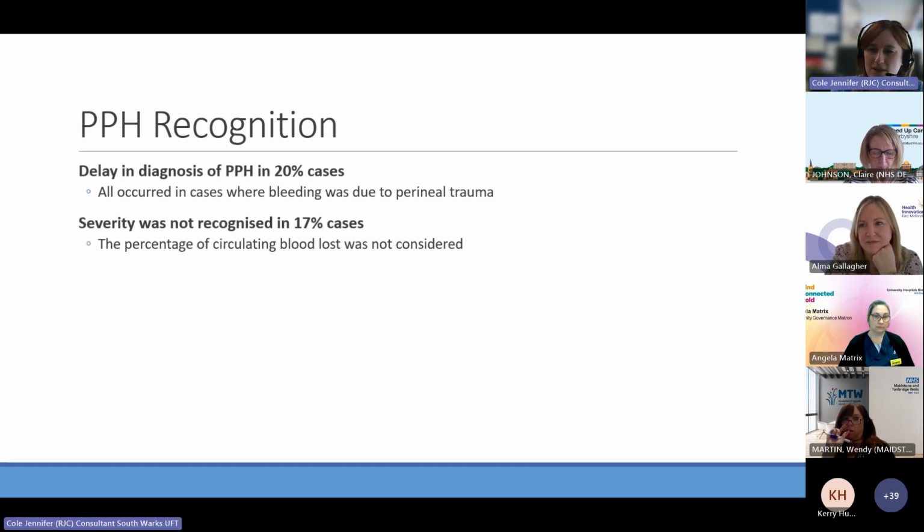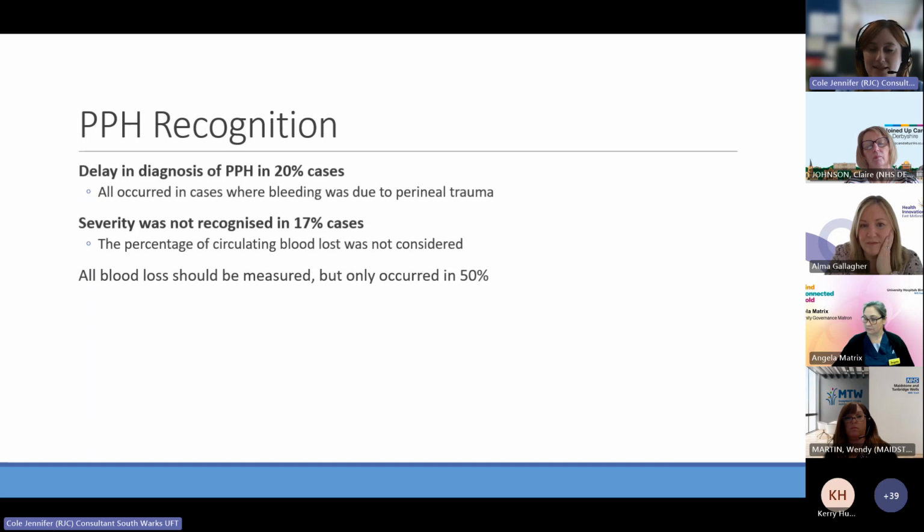In 17% of cases, actually, we didn't quite appreciate how severe the blood loss was, because we hadn't looked at that in relation to the percentage of that woman's circulating blood volume lost. For example, we had some very slim petite ladies, low BMI, whereas actually the percentage of blood loss was much more significant than we thought. And perhaps that could have meant we would have considered blood transfusion earlier.